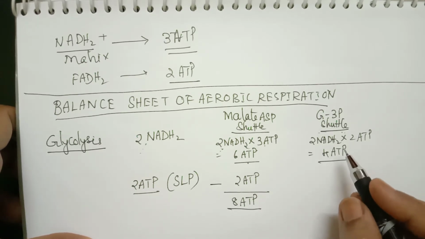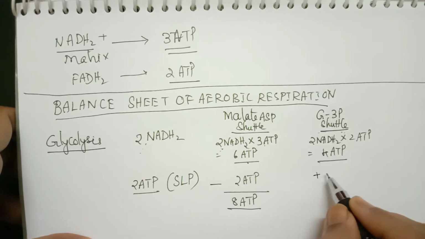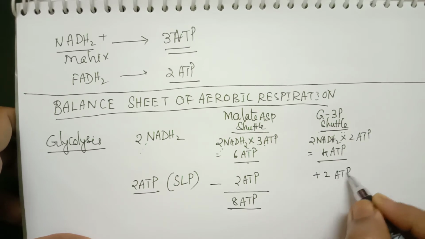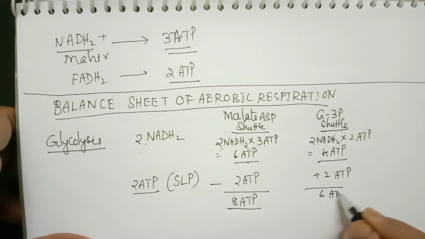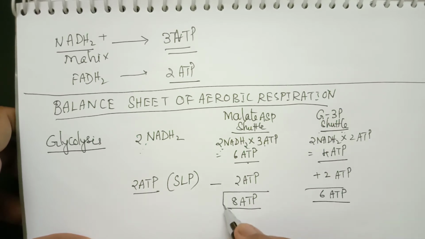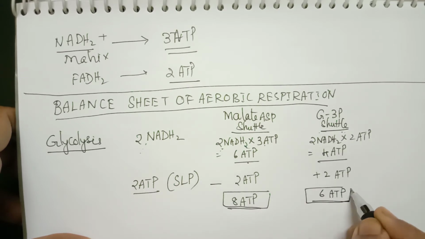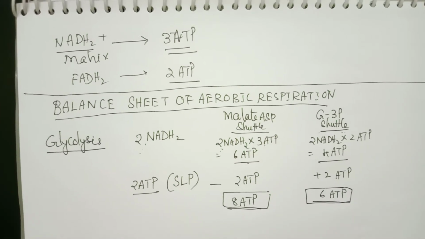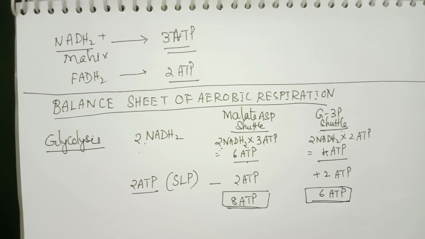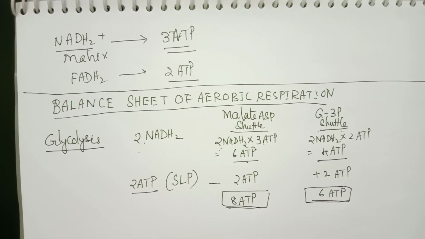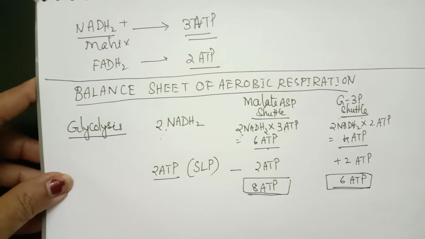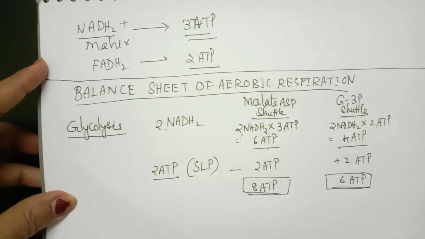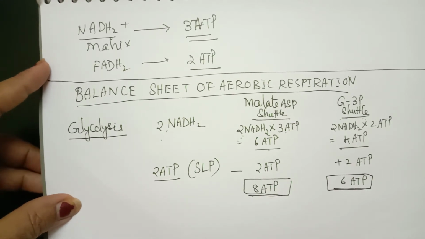If it is G3P shuttle operating, if we add 2 ATP here from substrate level phosphorylation, we can get a total of 6 ATP. This is the balance sheet of ATP with respect to glycolysis. Now, let us take the case of oxidative decarboxylation of pyruvic acid, or the link reaction.